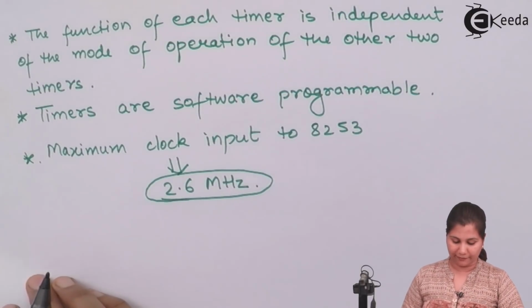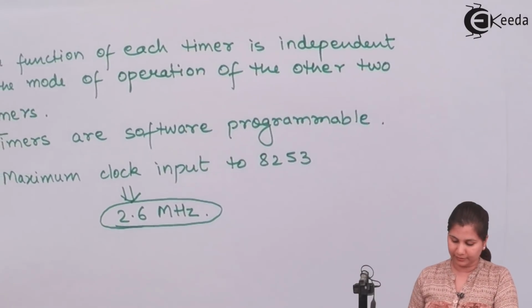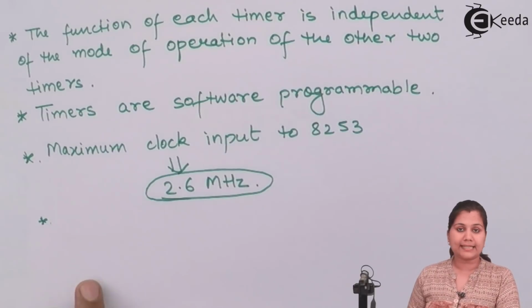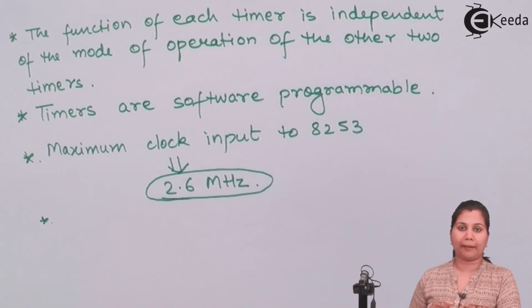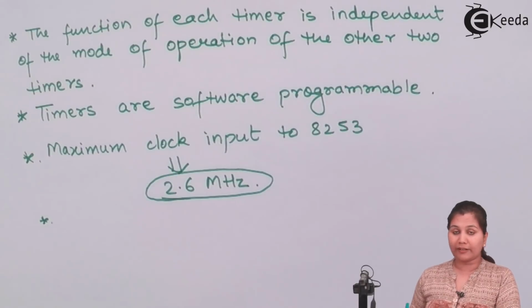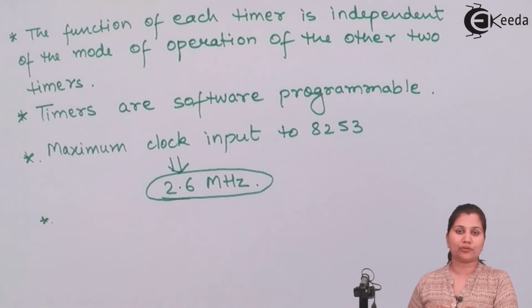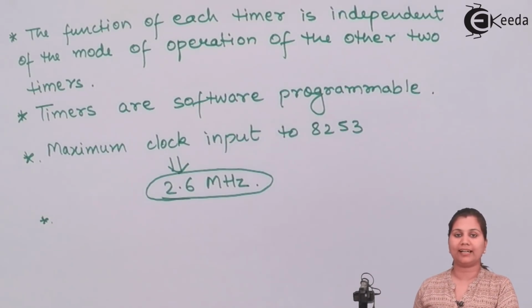Next we have the feature that the 8253 timers work in association with the microprocessor. Every microprocessor will be different. We can have 8-bit, 16-bit and 32-bit microprocessors, different types of microprocessor. So the 8253 and 8254 have the feature that they are compatible with almost all types of microprocessor.